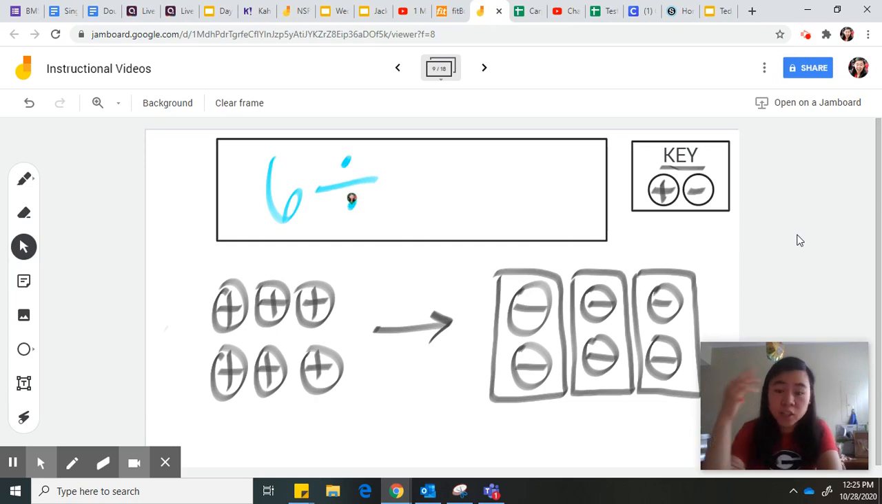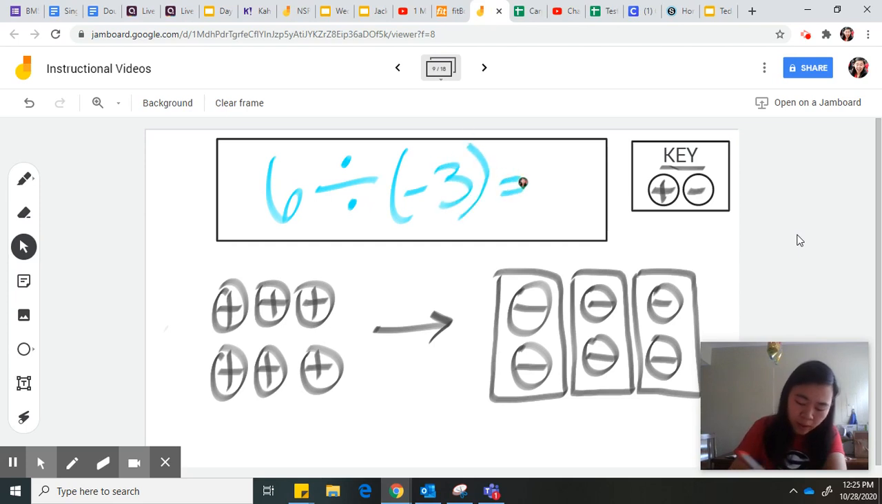Now I notice that the sign changes here. We went from positive and it changed to negative. So we are dividing by a negative number. How many groups are there? There's 3. And then within one group, what do we see? We see 2 negative counters. So our answer is going to be negative 2. Okay?